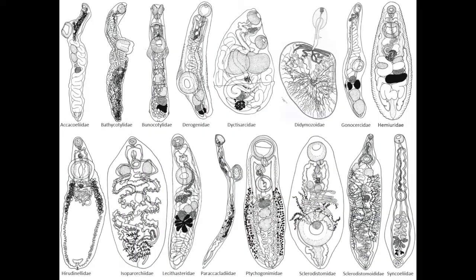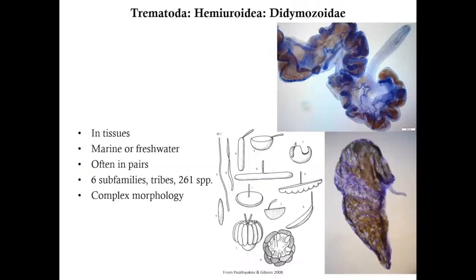Today, I'm going to talk to you specifically about the family Didymozoidae. The species of this family are specialized tissue dwellers. They are found in marine or freshwater environments. They often come in pairs. You need to imagine a cyst and these two little things bundled together and looking at you funny. They have no eyes, but that's fine. So they often come like that. The family is composed of 6 subfamilies, many tribes, and about 250 species. So it's one of the biggest families of the Trematoda.